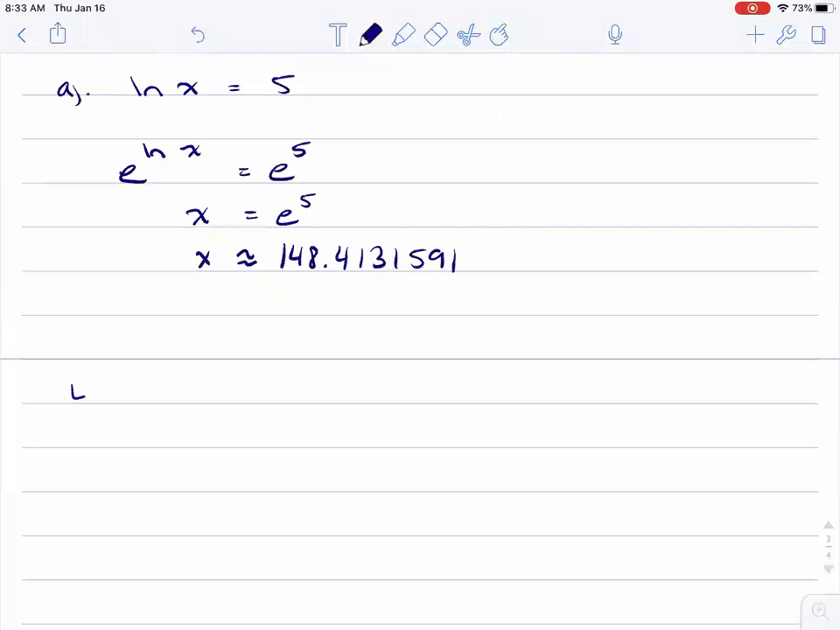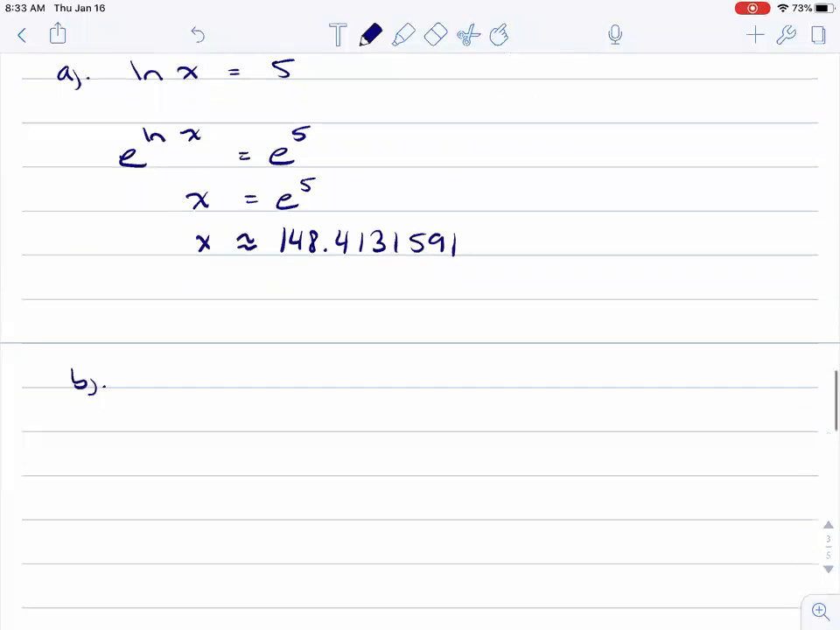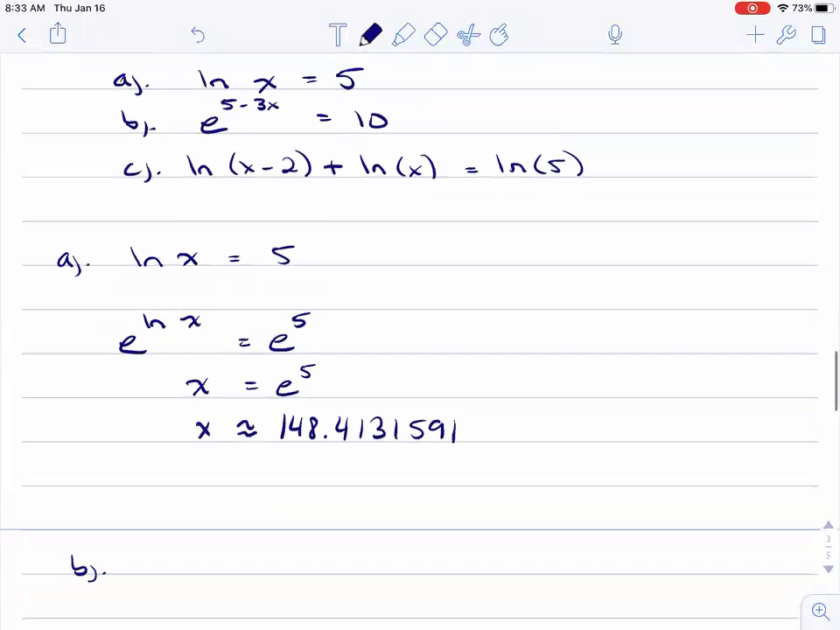For part B, we had e to the power of 5 minus 3x equals 10.